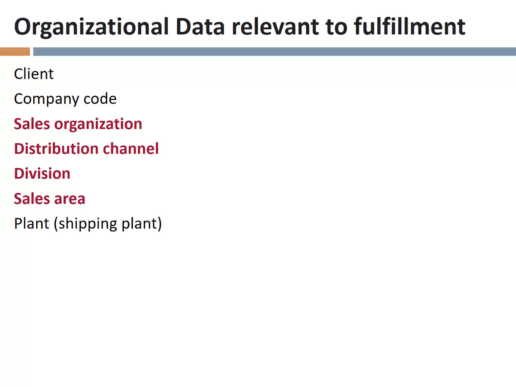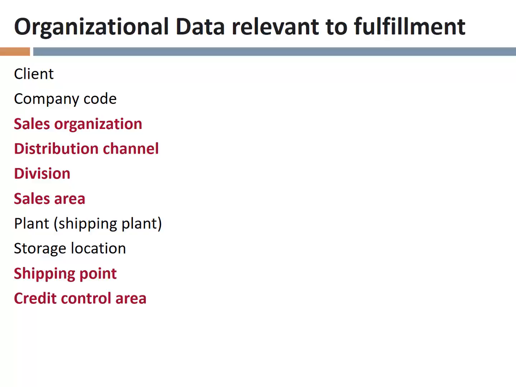Now, we have talked about plants before, and we will talk about plants again in the context of purchasing. We had plants and storage locations that represent where we put stuff when it came in. Well, in the context of fulfillment, it's the inverse of that. We think of it more in terms of where we ship it from. In the context of the production process, which is yet to come, the plant is relevant again, but in that one, it's relevant because it's where we make stuff. So it's the same organizational entity, but it takes on different roles in different processes here.